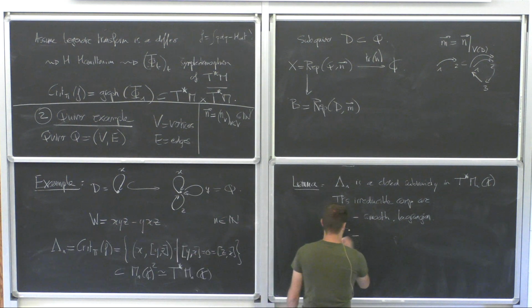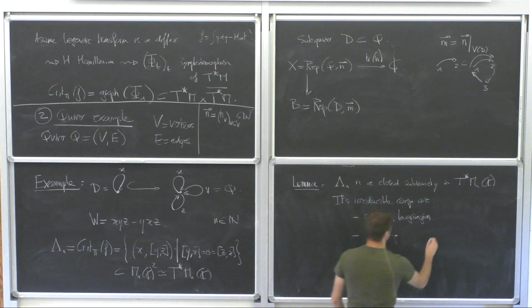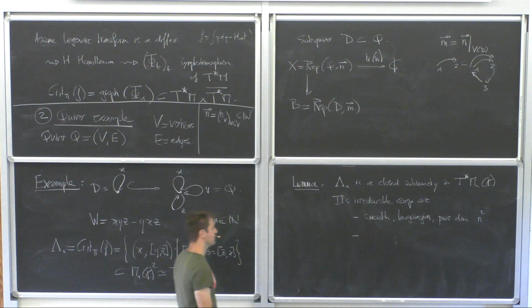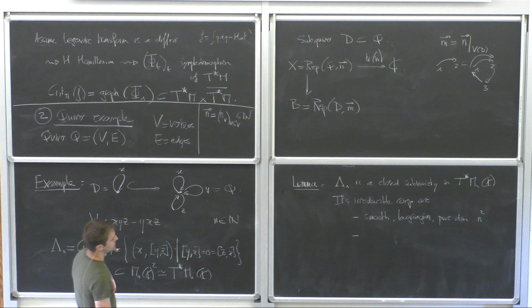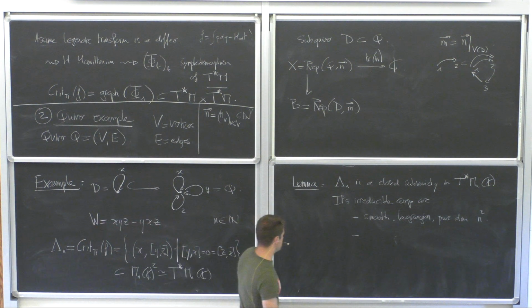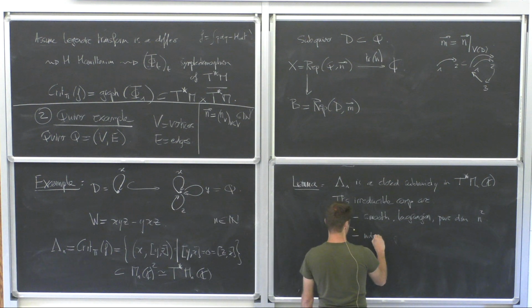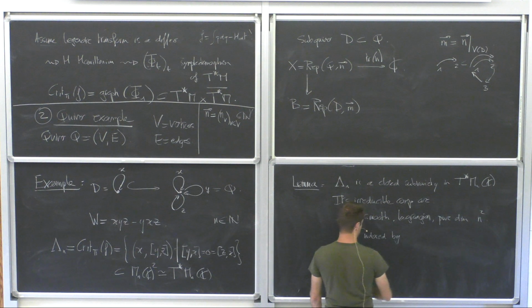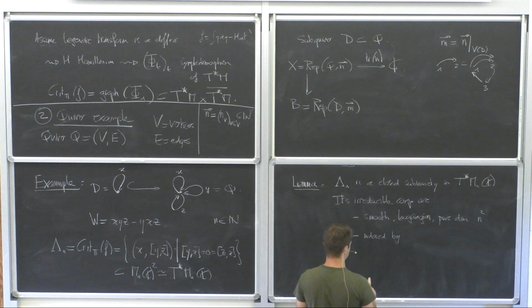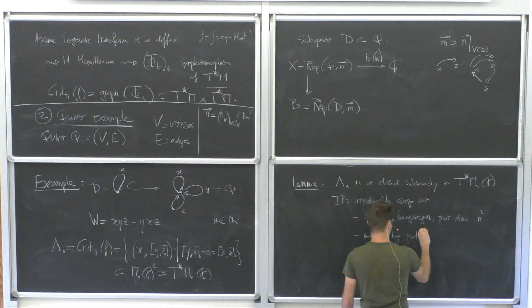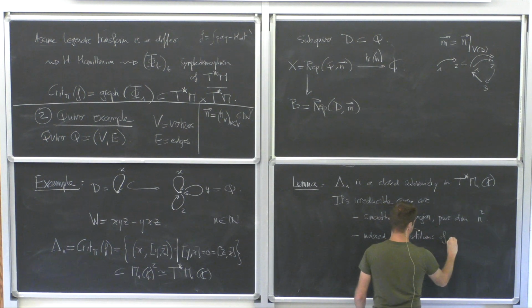It's of pure dimension. It has to be half of the dimension, so that's n squared. And then there's also something you can say: the irreducible components are indexed by, I'm losing my words, partitions of n. Okay.